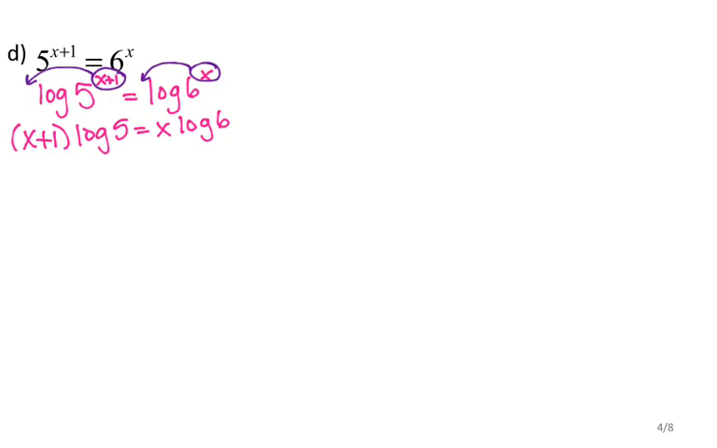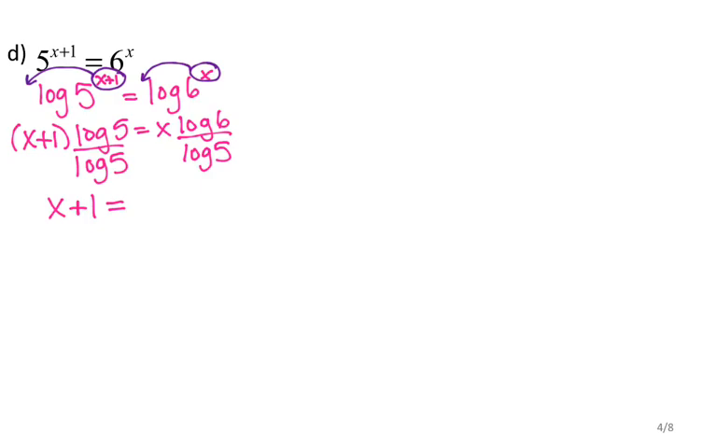Now, as I said before, I do not like to distribute logarithms. I'm going to avoid that as much as I can. So I'm going to get rid of this log of 5, because it's next to the parentheses. So I'm going to divide both sides by log of 5. And that leaves me with x plus 1 equals log of 6 divided by log of 5.